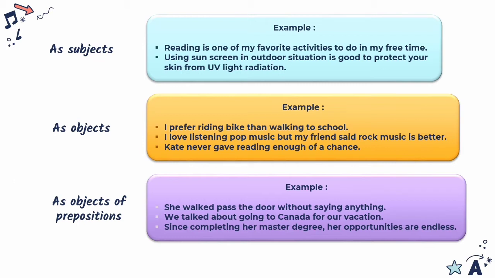Number 3. As objects of prepositions. When you see a verb after a preposition, it's always a gerund. For example, she walked past the door without saying anything. We talk about going to Canada for our vacation. Since completing her master's degree, her opportunities are endless.